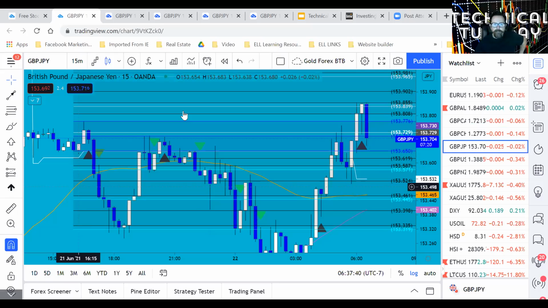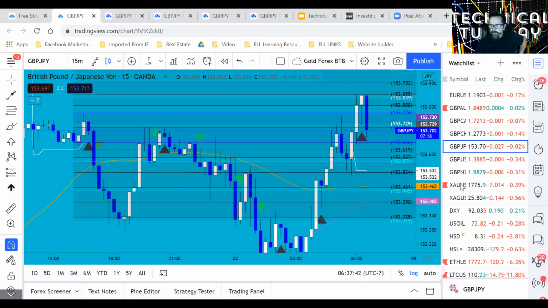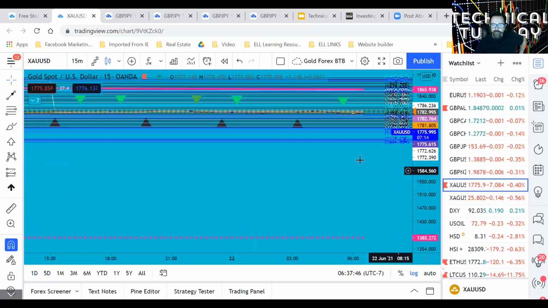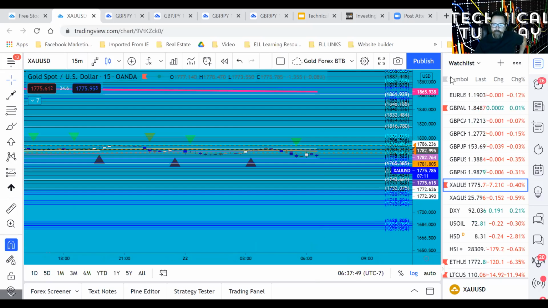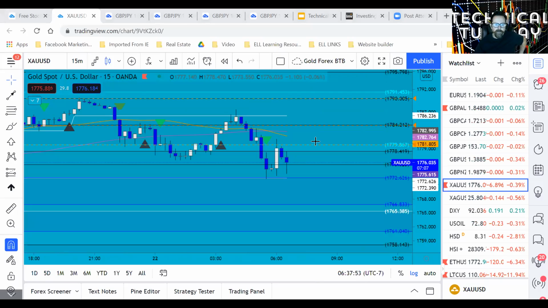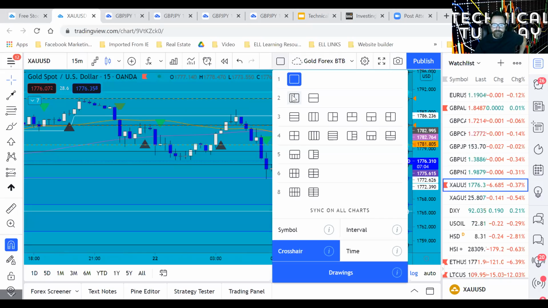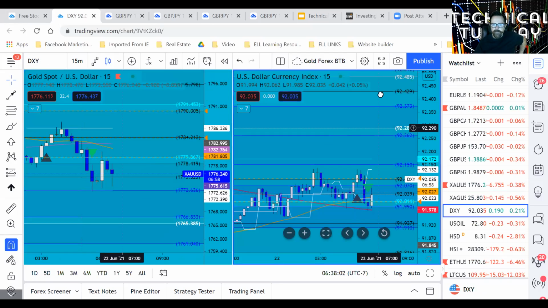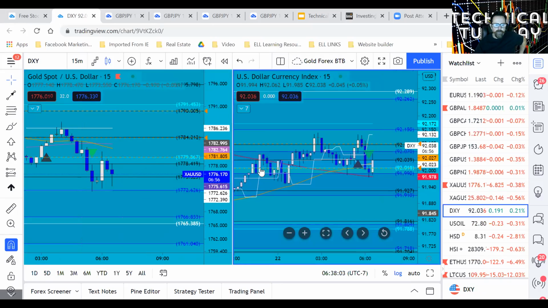Well, I'm going to go back and look at where I'm at with my gold, and then I'd have to go back and look at my correlation charts on GJ to see what correlates with GJ. Basically, what I'm looking at is a correlation chart. I like looking at both of them.